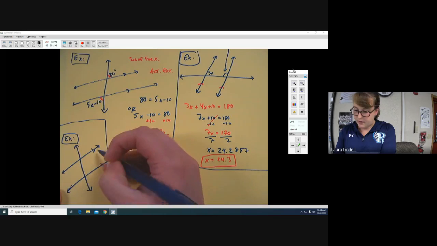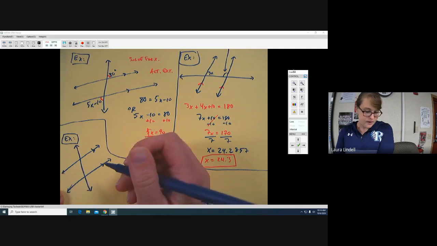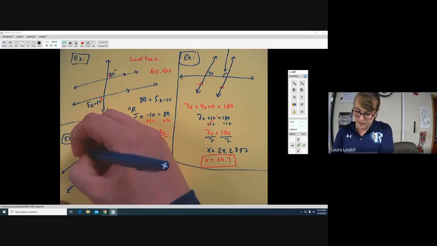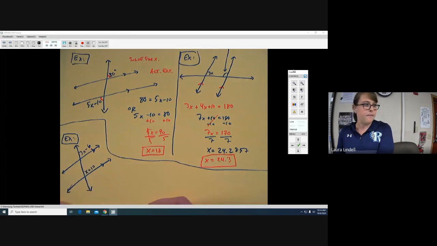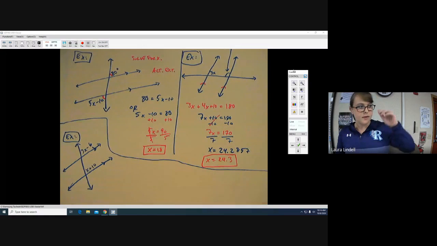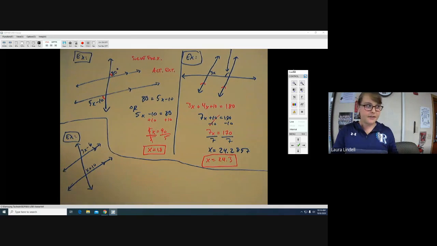Here's our parallel lines. And we're going to say that this is 3x minus 6. And this is x plus 10 for that angle right there. And again, we're going to solve for x. So what do we think? Should I set those equal, or should I add them and set them equal to 180? Equal or add to 180?